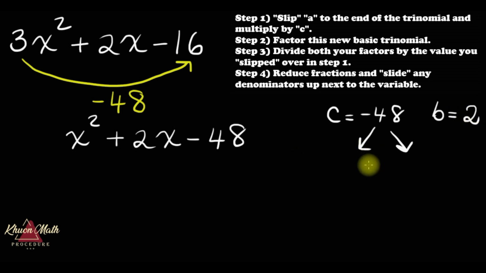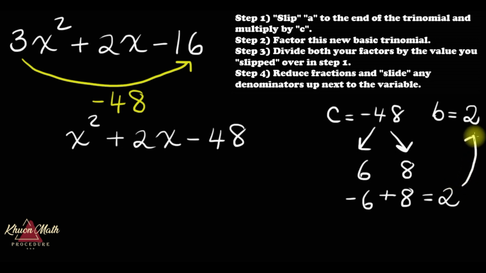All right, so factors of 48. Let's try 6 and 8. Well, 6 times 8 is positive 48, so that's no good. How about we try negative 6 and then positive 8? Negative 6 plus 8 is 2, and the product is negative 48, so that's perfect. These are the 2 numbers that we're looking for. All right, so that's step 2.